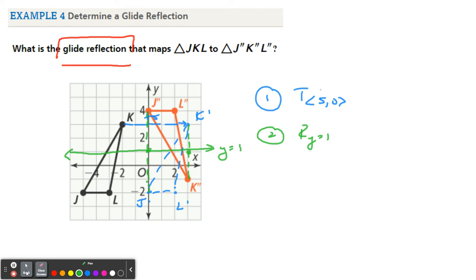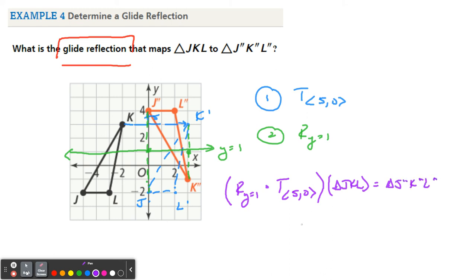And again, this is your glide reflection. So my final answer here is going to be, I'm going to do a composition. I'm going to reflect over the line y equals 1 after I slide or translate a distance of 5 to the right and 0 up and down on triangle JKL. And I'm going to get triangle J double prime, K double prime, L double prime.